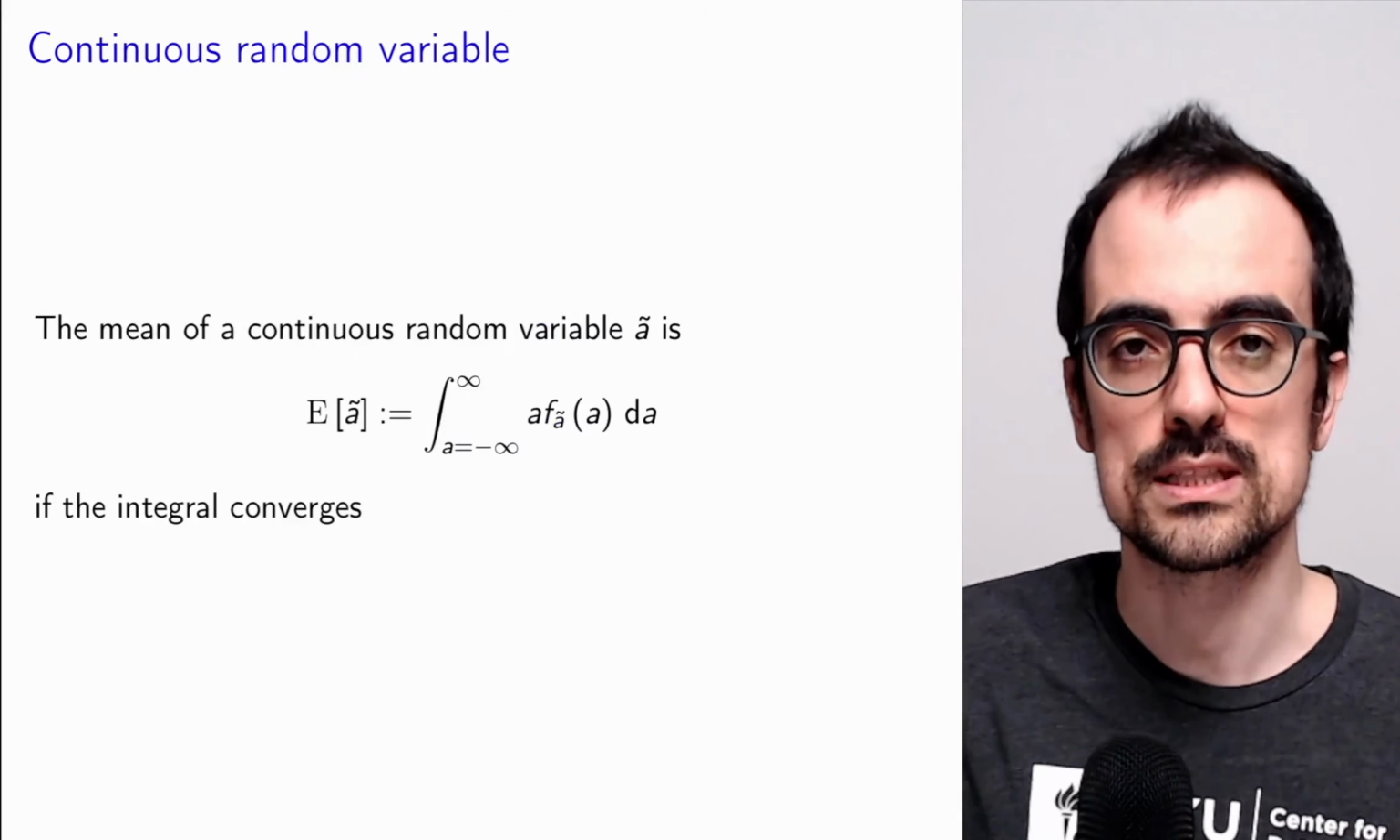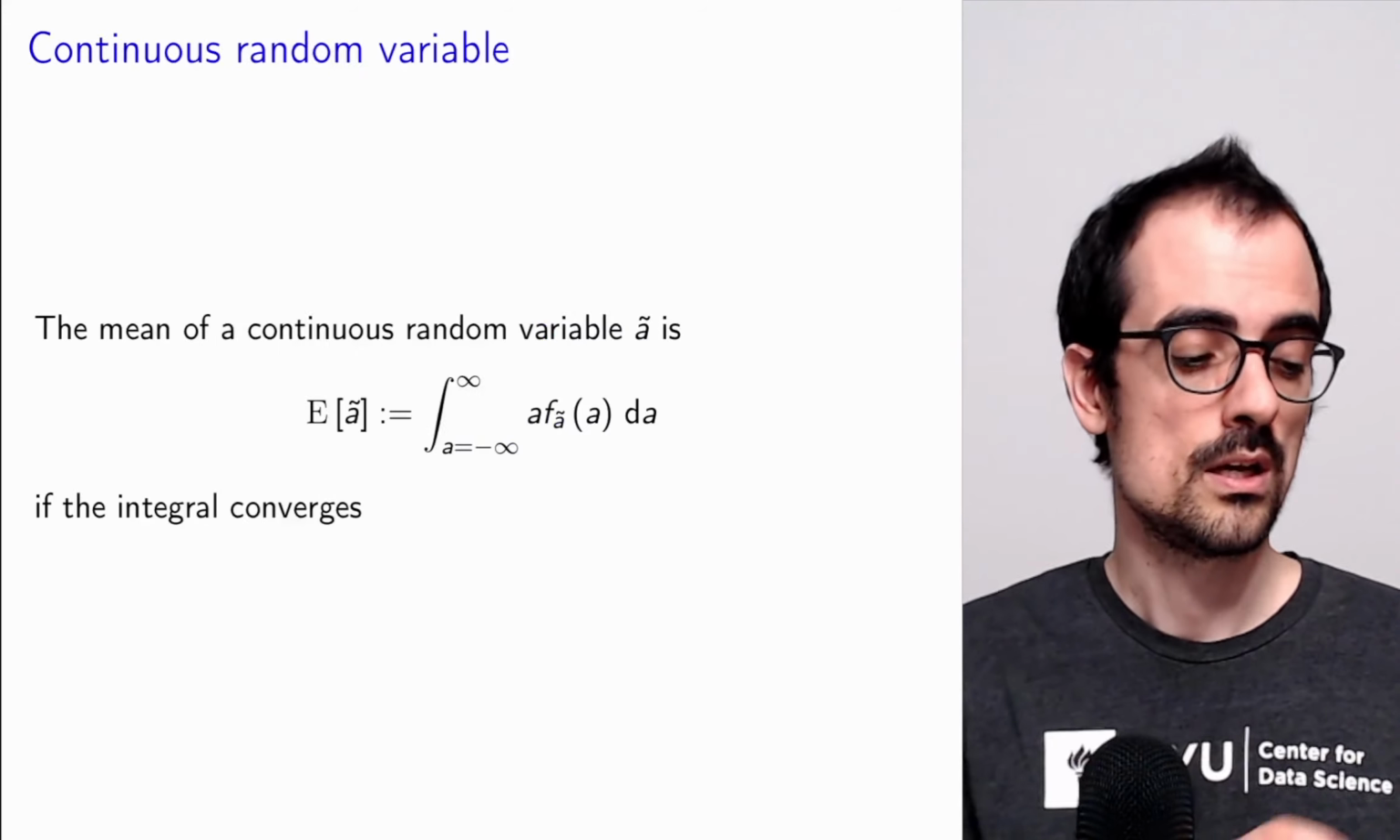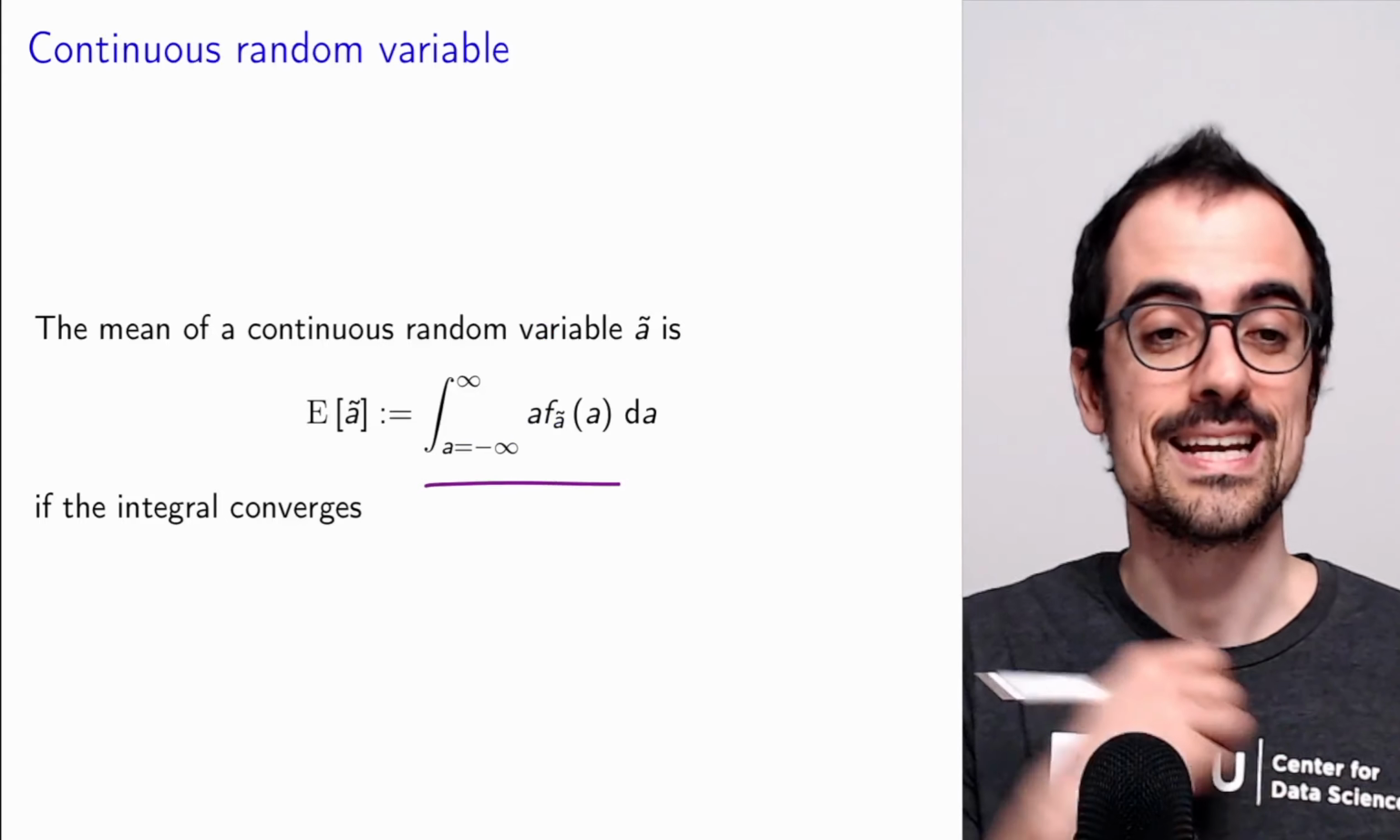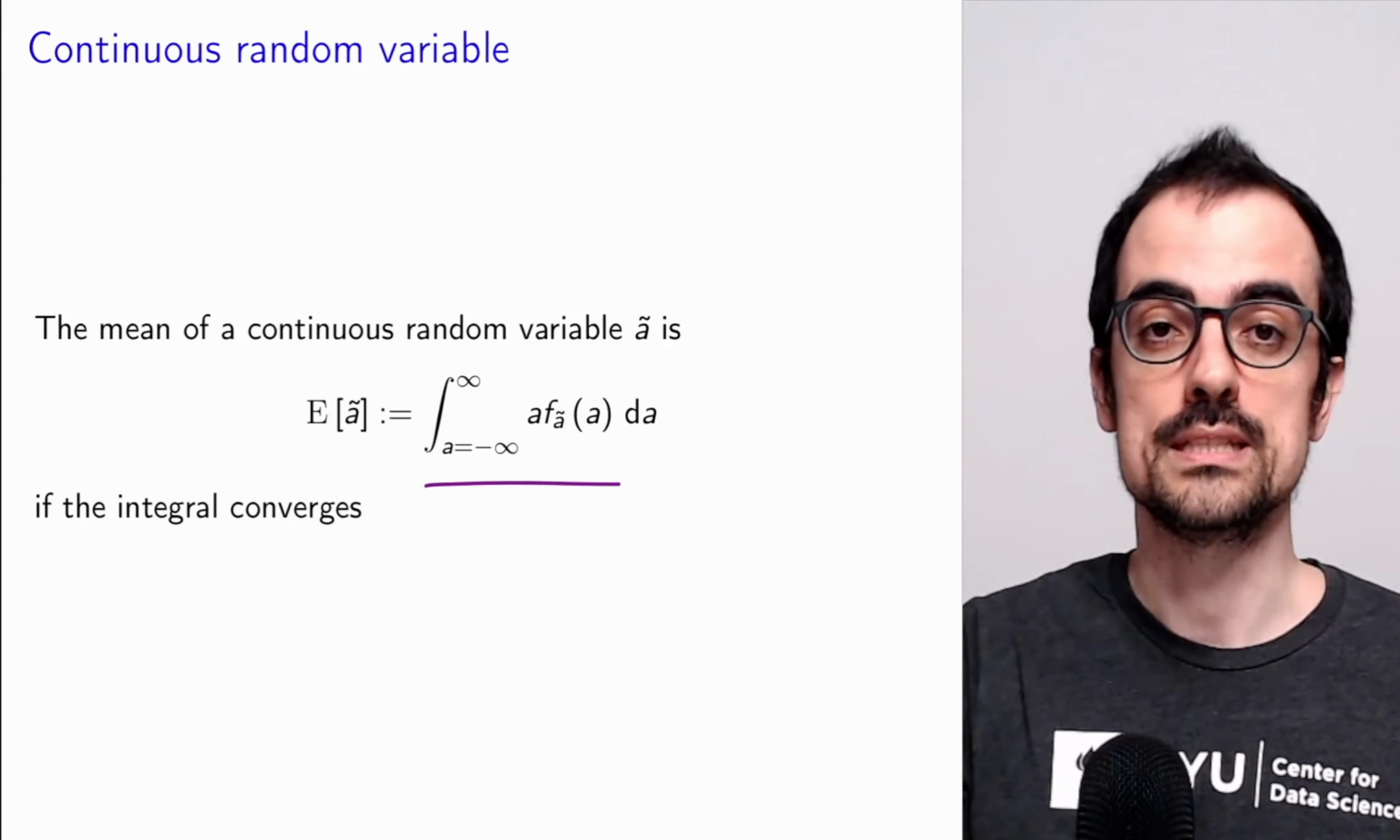All right, so now let's take a look at a couple of continuous random variables. Here we're going to compute the mean by computing the integral of all the possible values weighted by the probability density.